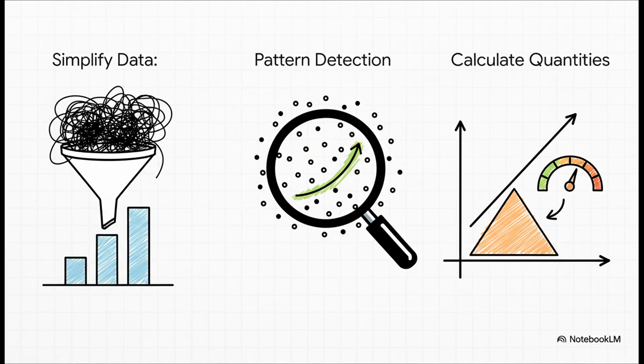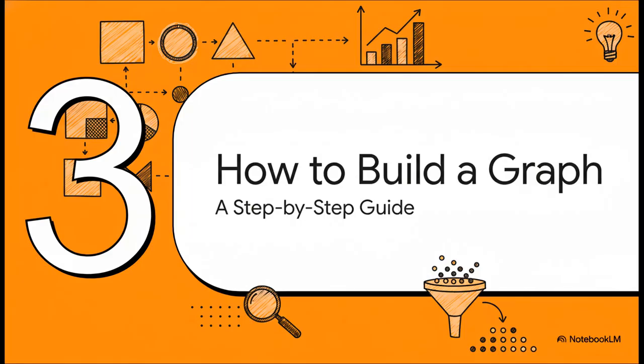And this is where it gets really cool. A graph gives you like 3 superpowers. First, it takes all that complex data and simplifies it into something you can understand at a glance. Second, it lets our brains do what they're amazing at, spotting patterns. Is it a straight line? Is it a curve? And third, it actually lets us calculate new, powerful information directly from the shape of the graph itself.